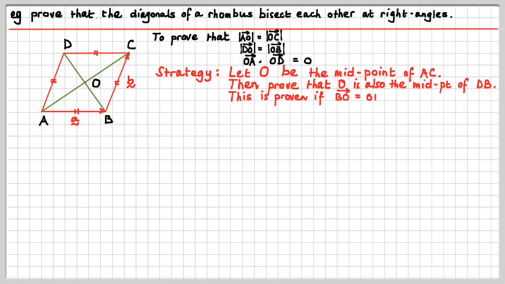So, what have I said here? It's proven that O is the midpoint of DB if vector BO equals vector OD. That's all I've got to do. And then I've got to find the dot product of OA and OD, and prove it equals 0. If I do that, then I've proved that the diagonals are at right angles to each other, and everything's good. Do you agree with my strategy? Assume that O is the midpoint of AC, then prove that O is also the midpoint of DB.